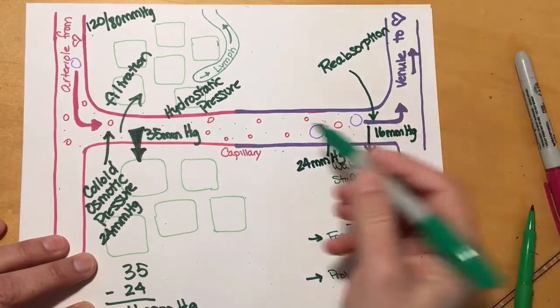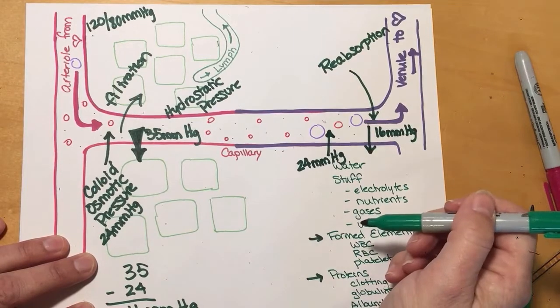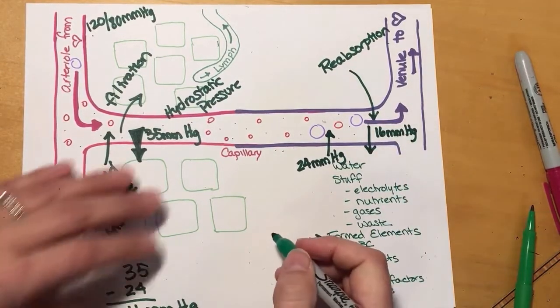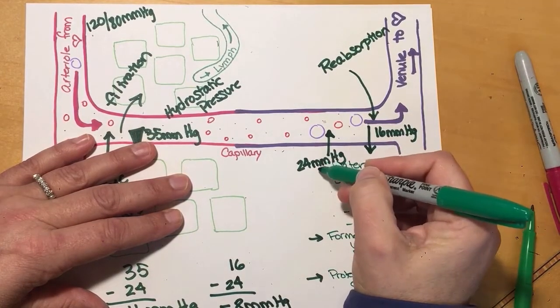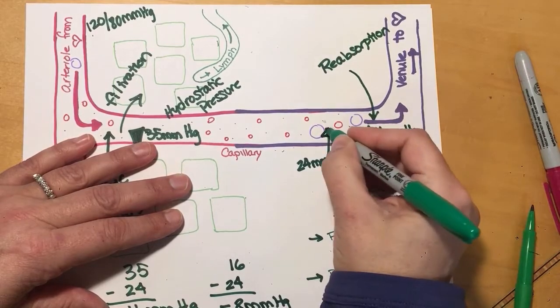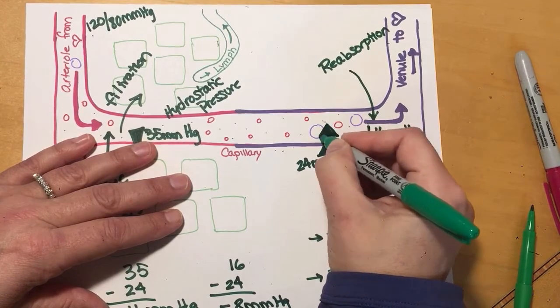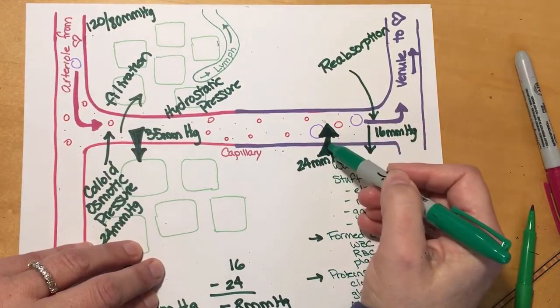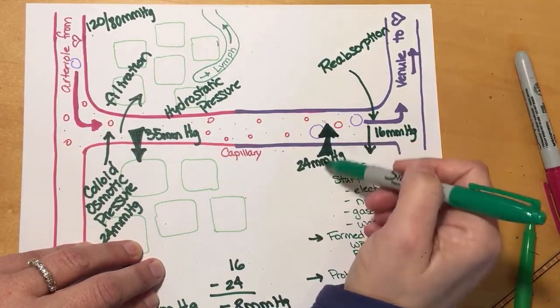Why is it the same? Well, because the stuff that was stuck in the capillary at this end is still stuck in the capillary at that end. So if we do quick math here, 16 minus 24, we end up with negative 8 millimeters of mercury force, which means the force moving back in, pushing water back in, is actually going to be bigger, and you're going to get a net movement back in. So you're going to have more reabsorption on the venous end than you're going to have filtration on the venous end.